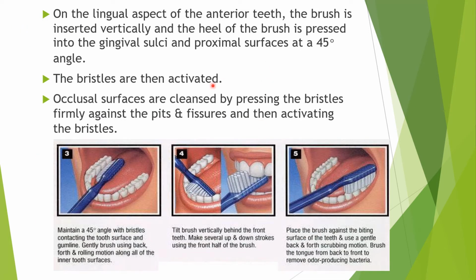Then on the lingual aspect of the anterior teeth, the brush is inserted vertically and the heel of the brush is pressed into the gingival sulcus and proximal surface at a 45-degree angle. Then the bristles are activated. In the occlusal surface, here we can see the occlusal surfaces are cleansed by pressing the bristles against the pit and fissure and then activating the bristles.